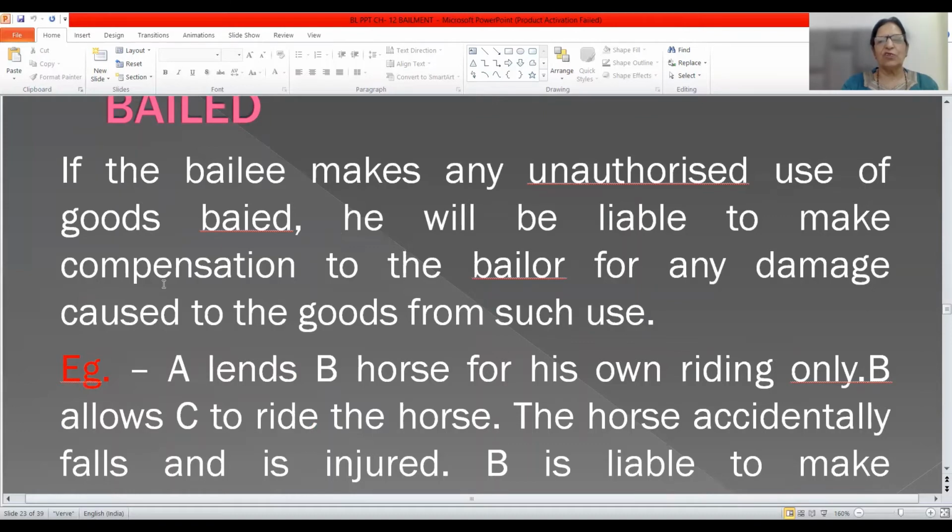The bailee is not entitled to make unauthorized use of the goods bailed. If he has taken a certain horse for his own riding purposes, then he should not lend it to another friend. It means he is making unauthorized use of that horse. If he does so and the bailor comes to know, the bailor has the right to put an end to the contract. So unauthorized use of the goods will entitle the bailor to terminate the contract.